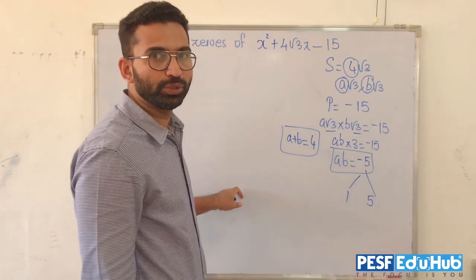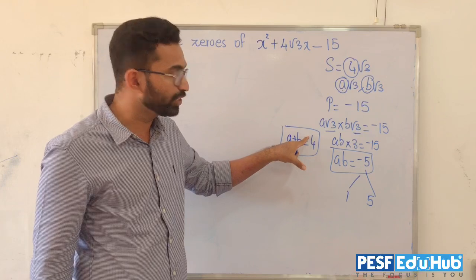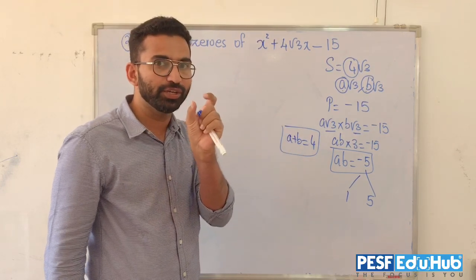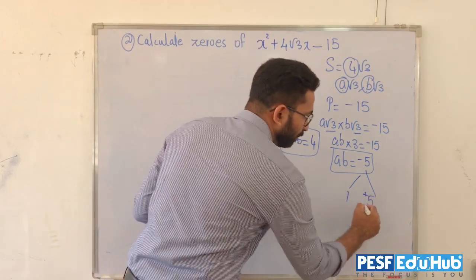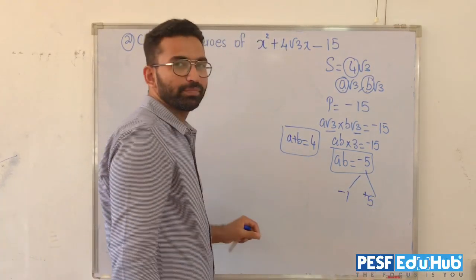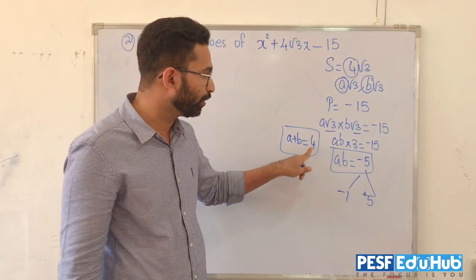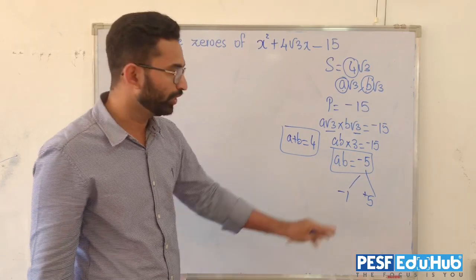So which number is going to be negative? For that I am checking the sign of the sum. The sign is positive here. So if the sign is positive, that particular sign you have to give to the bigger number. Bigger number is 5. So this is plus and this is minus. When we add minus 1 and plus 5, definitely I will get a positive 4, and when I multiply, I will get a minus 5. So this is the logic.